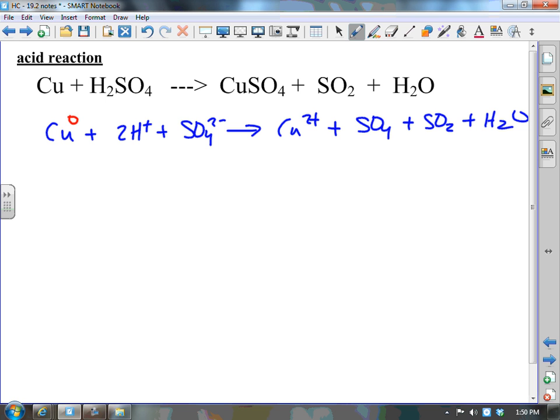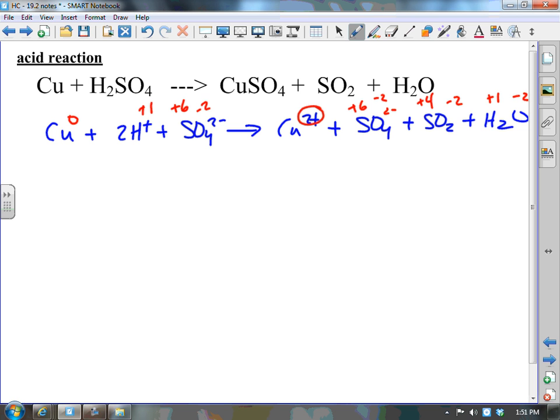So elements by themselves are zero. Hydrogen's a +1, copper's a +2. Oxygens are -2, so 4 minus 2s is a -8. Sulfur's got to be a +6. Again, we have sulfate with 2-, oxygens are -2, that's a -8, and sulfur is +6. In SO2, oxygen's a -2, 2 times -2 is a -4. Oh, sulfur changed. And we have +1, -2 for hydrogen and oxygen.